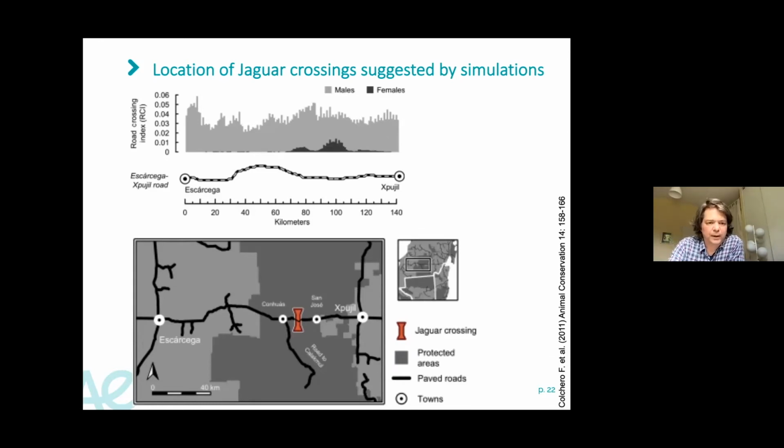So we see here on the top left, on the x-axis, the kilometers along the road, and on top of that, for both males in light gray and females in dark gray, the number of crossings that were simulated over the different stretches of the road. This would then allow us to identify areas that might be more useful, or more used by the jaguars, if the bridge was built there.